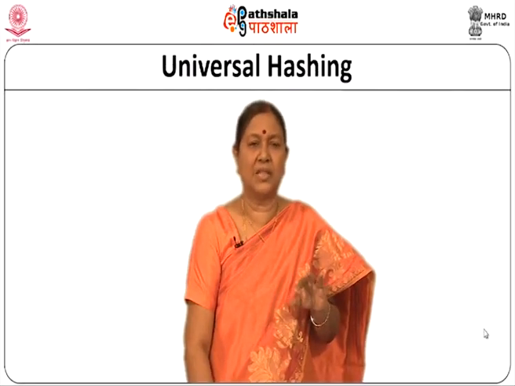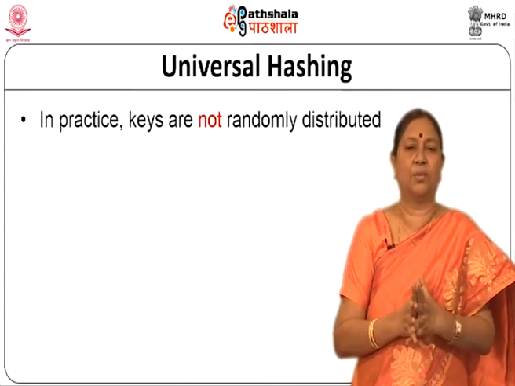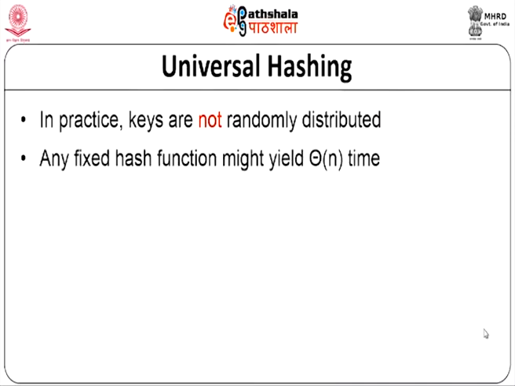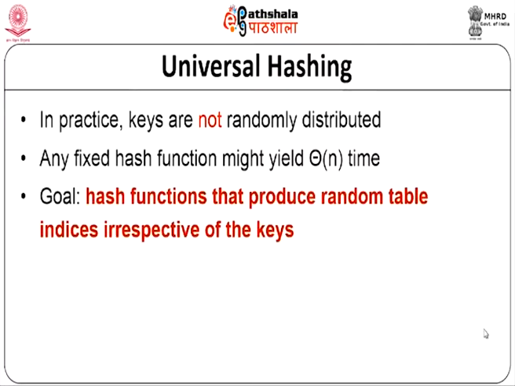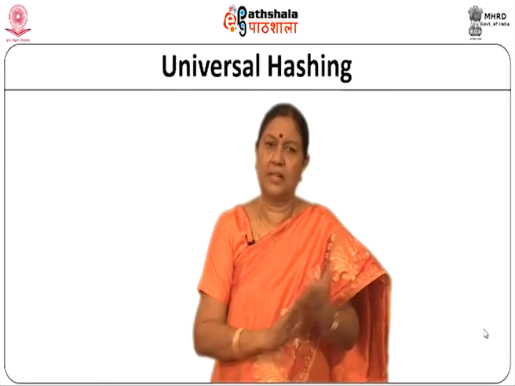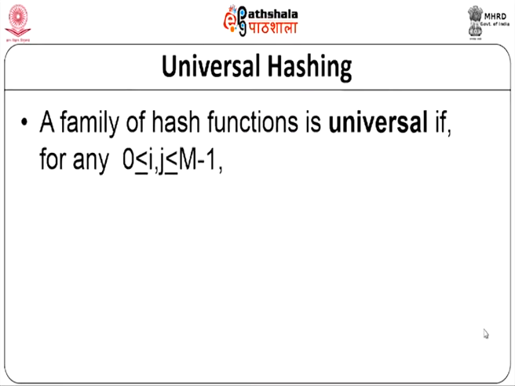Another method is called universal hashing. In practice, keys are not randomly distributed. We want them to be randomly distributed, but they are not. So any fixed hash function might finally land up with a running time of the order of n. We want hash functions that produce random table indices irrespective of how the keys are distributed. So select a hash function at random from a designed class of functions at the beginning of the execution, and a family of hash functions is universal.